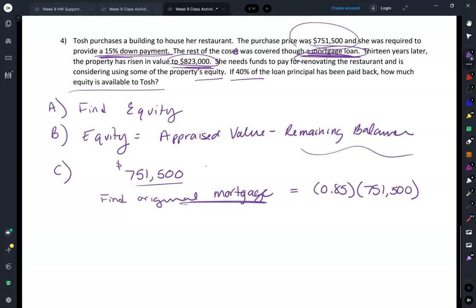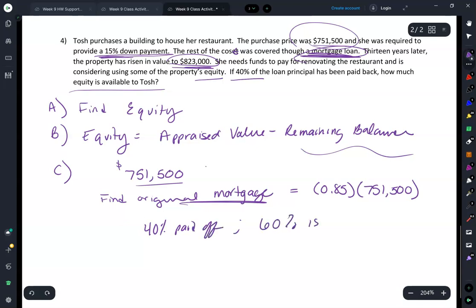And now 40% is paid off of that. So we can look at saying 40% was paid off, so 60% is remaining, right? So you can figure out what the remaining balance is by taking 60% of whatever that number is. And then you can write out your sentence here.